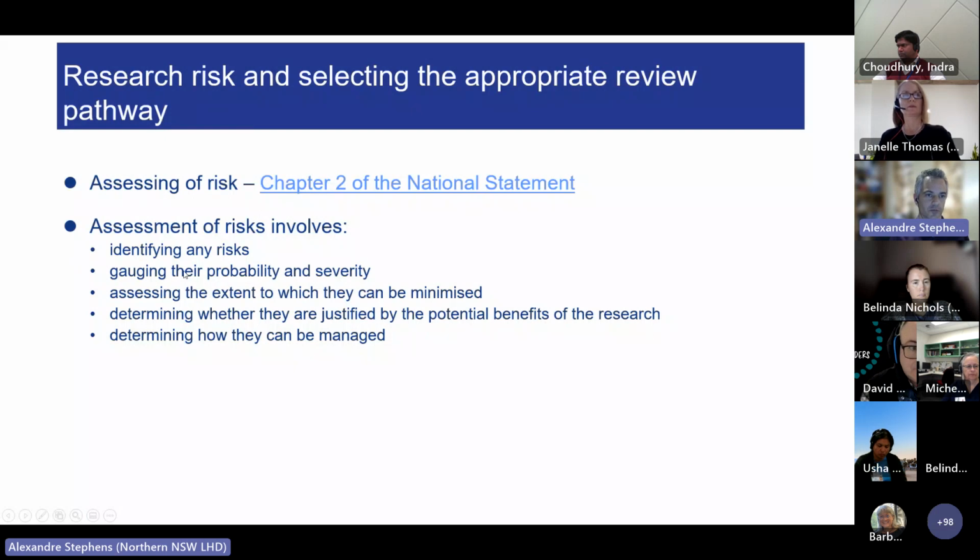I'll talk a little bit about research risk because it is a really important element, particularly with respect to the human research ethics application. So the ethics committee, as well as undertaking a scientific review of the research, will look at the ethical considerations, and the main component of the ethical considerations relates to risk. Chapter 2 of the national statement is dedicated to the assessment of risk, and the assessment of risk involves identifying any risks in a proposed activity, gauging the probability and severity of these risks, assessing the extent to which these risks can be minimized, determining whether the risks are justified by the potential benefits of the proposed research or activity, and also determining how those risks can be managed and mitigated.